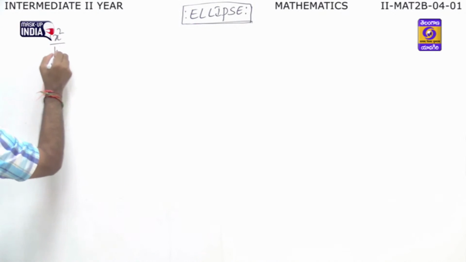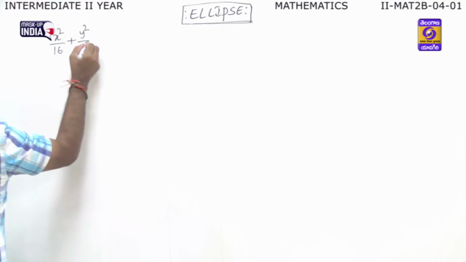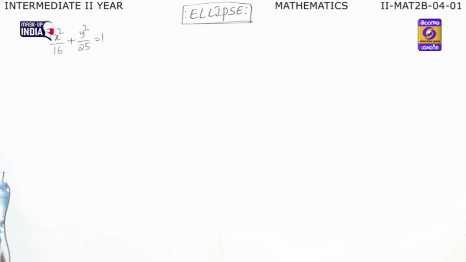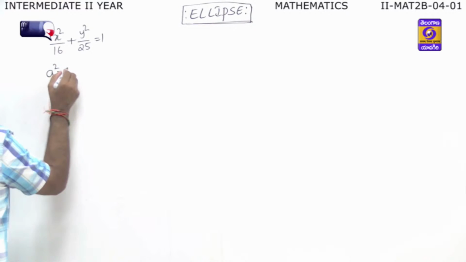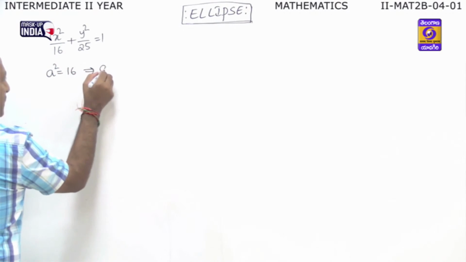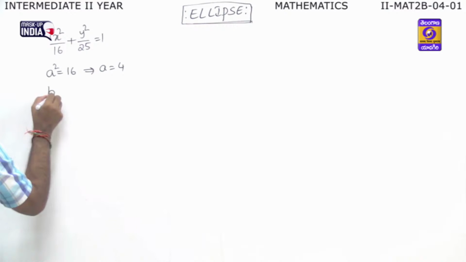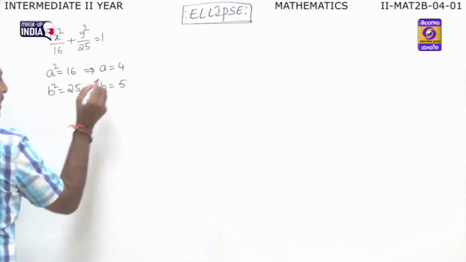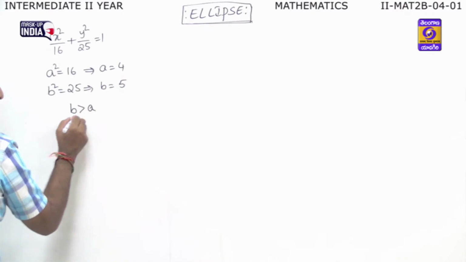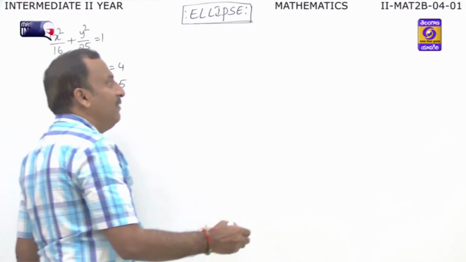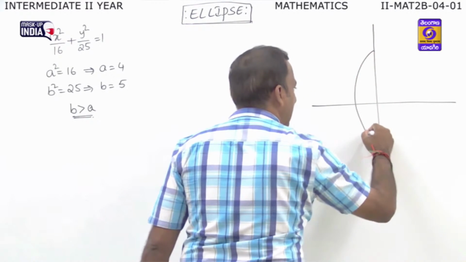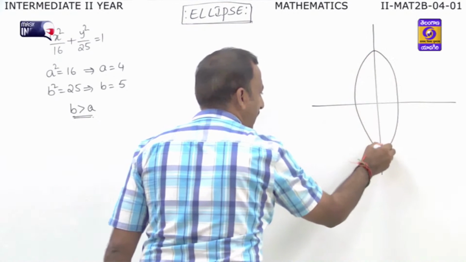x square by 16 plus y square by 25 is equal to 1. What is a square here? 16. That implies a is equal to 4. b square is equal to 25, that implies b is equal to 5. Here b is greater than a. Therefore, it is a vertical ellipse. You should draw the figure well.